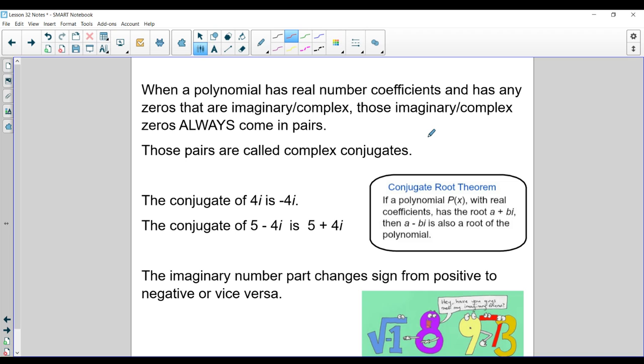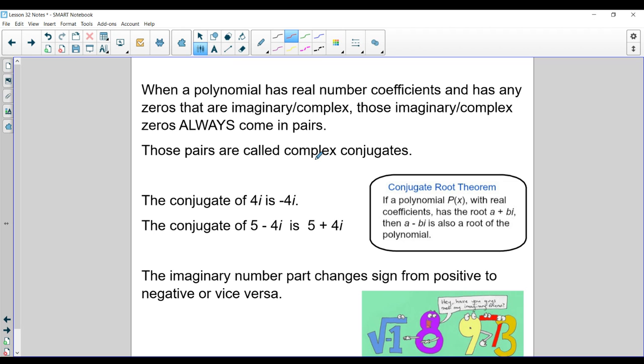So when you start dealing with imaginary and complex zeros, the thing to know about those is they always come in pairs, assuming that you have real number coefficients. We're not going to talk about a polynomial that has imaginary coefficients like x squared plus 3ix, where there's an imaginary number somewhere in that polynomial. We're just going to deal with real number ones. So when you do have that irregular old polynomial like we've been talking about, they will always come in pairs.